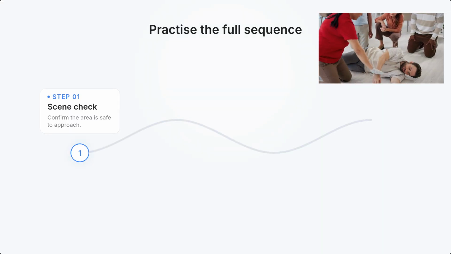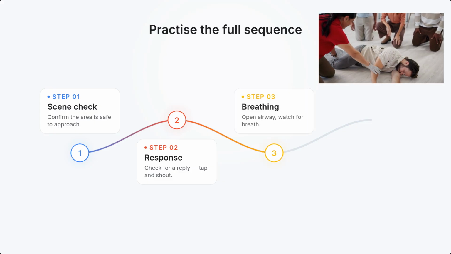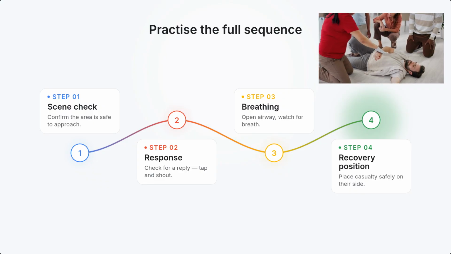Now practice the full sequence on a partner or mannequin. Start with your scene check, work through response and breathing, then place the casualty into the recovery position. Keep rehearsing the monitoring phase as well. The goal is to stay calm, use the same safe order every time, and respond without needing prompts.